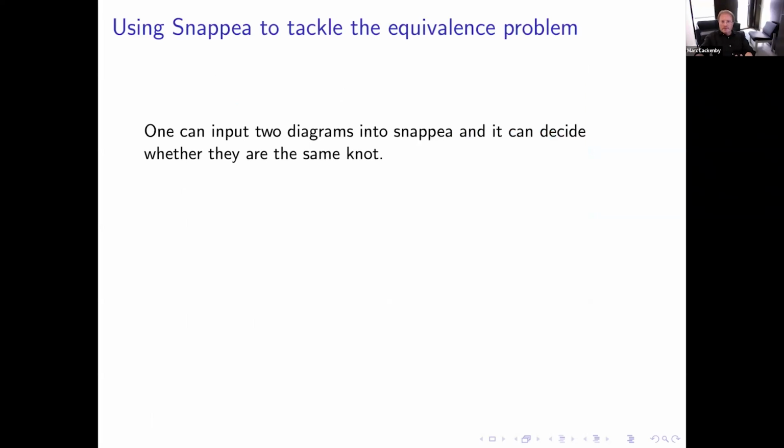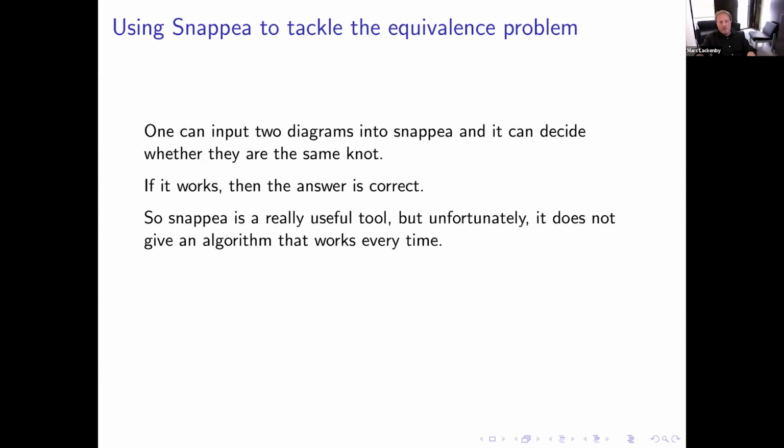It'll also decide whether two knots are the same. So you put your diagrams into SnapPy, or you encode them by means of a triangulation, say. Find the hyperbolic structures on those knots, hopefully, not always, but if it does, you know you really have the hyperbolic structure. It'll compute the Epstein-Penner decomposition, and it can then from that decide whether or not the knots are the same. So if that process works, then the answer is correct. But unfortunately, it's not an algorithm because it's not guaranteed to work. But understanding why SnapPy seems to work so well suggests that hyperbolic structures really are a useful way of analyzing the knot equivalence problem.